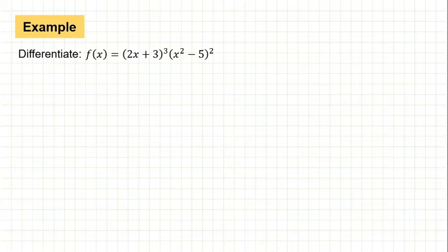Another example. Suppose we have this one. f of x equal to 2x plus 3 raised to the power of 3 times x squared minus 5 raised to the power of 2. So in this case, we can first use the product rule. So you will let this one as your u and this one as our v. And the product rule states that the derivative of uv is just equal to u dv plus v du. Okay?